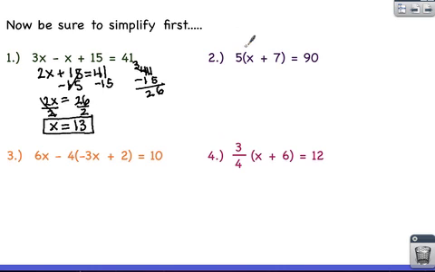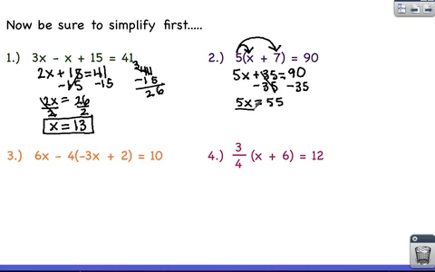Number 2, we have distributive property because we have a factor, 5, that is being multiplied by a quantity, x plus 7. So we're multiplying 5 by our x and our positive 7 to get 5x plus 35, which equals 90. And then we can subtract 35 from both sides to get that 5x equals 55. And then divide both sides by 5, which gives us x equals 11.